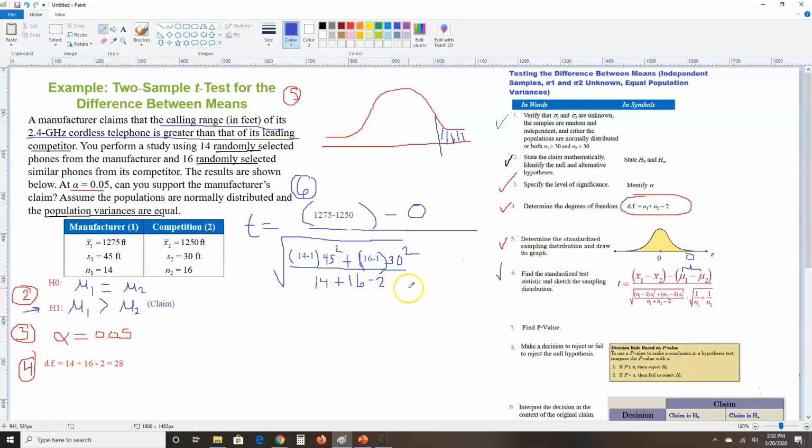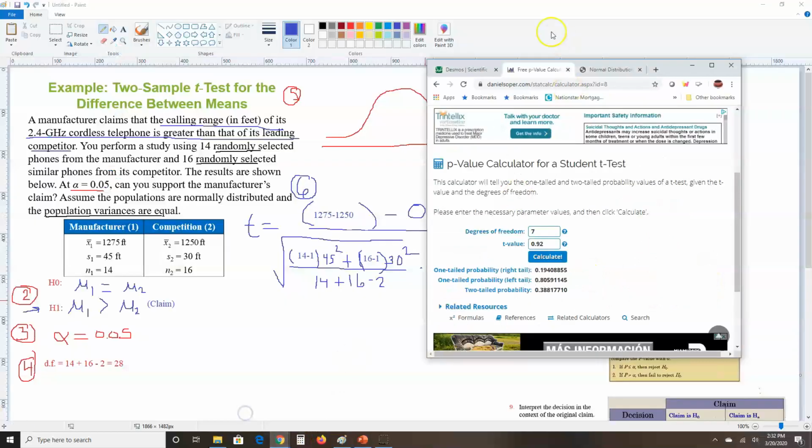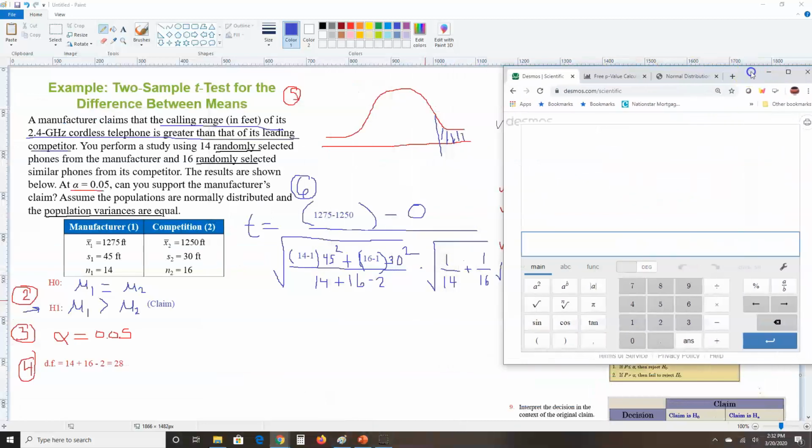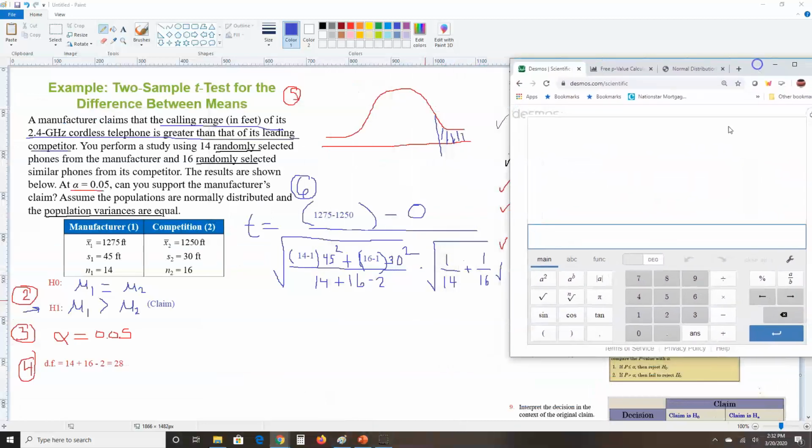Now, that was the first radical. Now I'm going to multiply that radical by another radical, another square root, which has inside 1 over n1, so 1 over 14, plus 1 over n2. And who's my n2? 16. I know it's a long formula, just plug in. And now the decimal calculator. That's what I'm going to do. Here's my decimal calculator. I suggest you do that here. I'm looking for the place to type this in here so you can see.